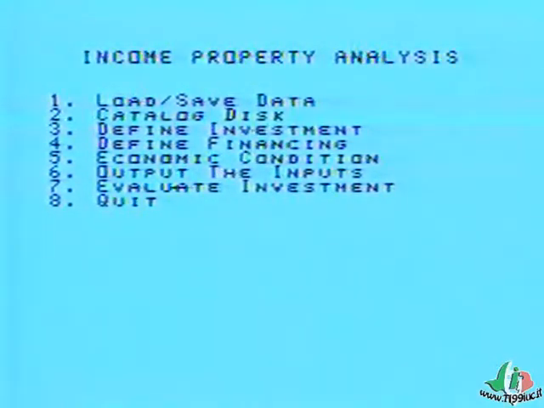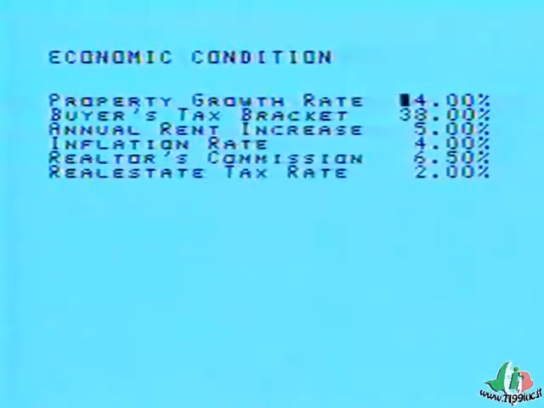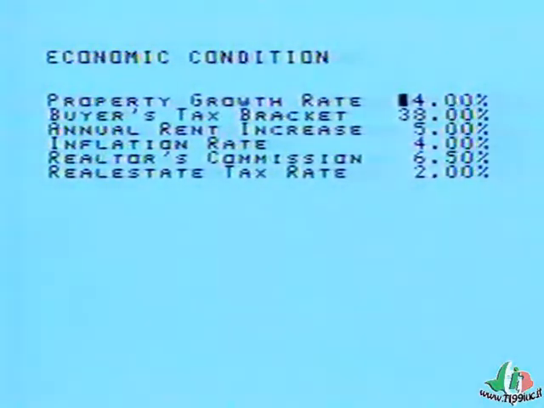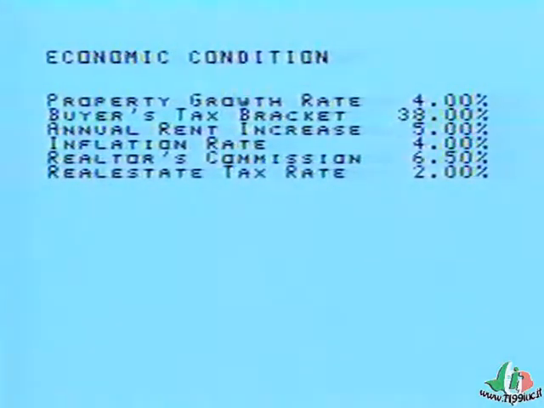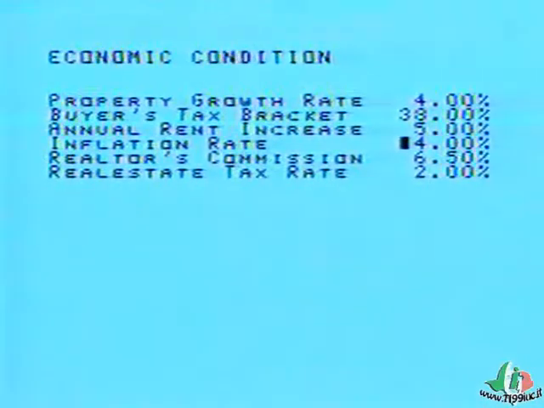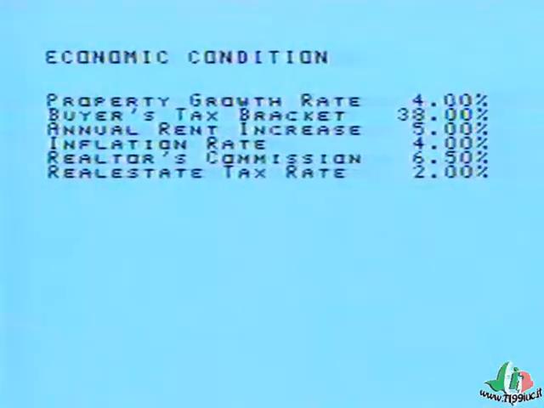Okay, let's take a look at number 5, which is the economic condition. Now this is similar to the first program when we selected change economy, and what I've selected here is a property growth rate of 4%. The buyer's tax bracket was about 38%. I'm going to increase the rent each year by 5%. I assume that inflation is going to be about 4%.